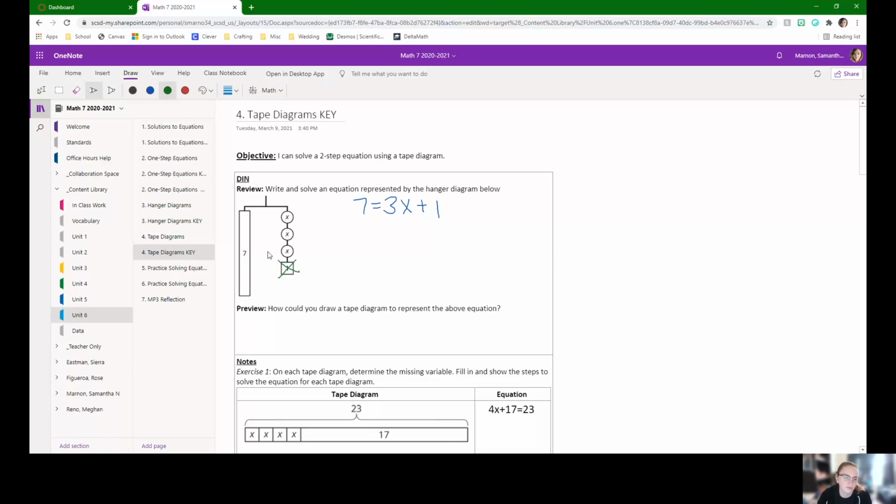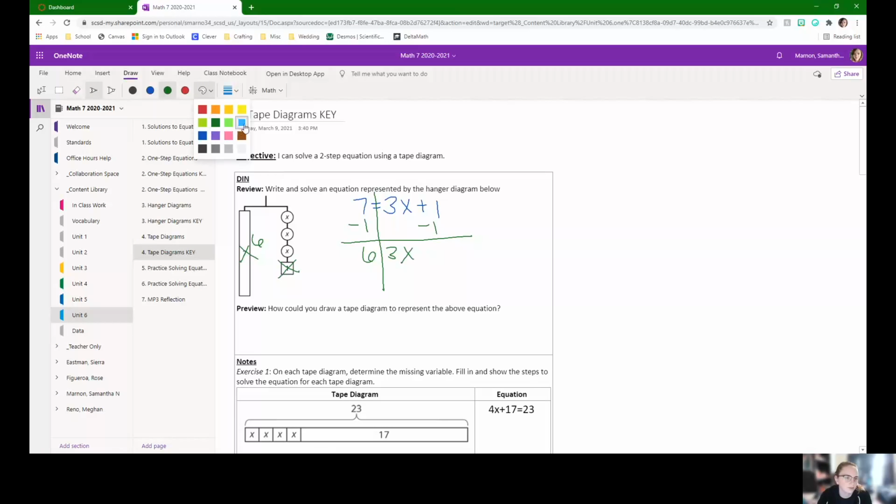So you're going to take away 1 from this side, which means that this side's going to go from 7 to 6. If you also wanted to show it on the equation, taking away 1 is just subtracting 1. When you do that on both sides, we're left with 6 on the left and 3x on the right.